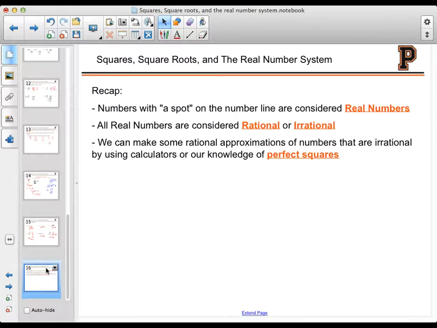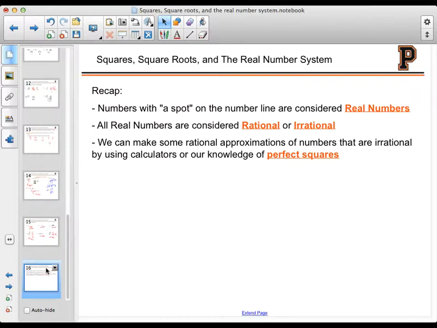So recap of today, hopefully numbers are starting to kind of clear up a little bit. Numbers with a spot on the number line are considered real. Okay, and as I said at the beginning, there are imaginary numbers, you just won't talk about them in this class. All real numbers are considered rational or irrational. They can be broken down into those two subsets. And then we can make a rational approximation of numbers that are irrational by using our calculators, that's one option, or just using your knowledge of perfect squares.